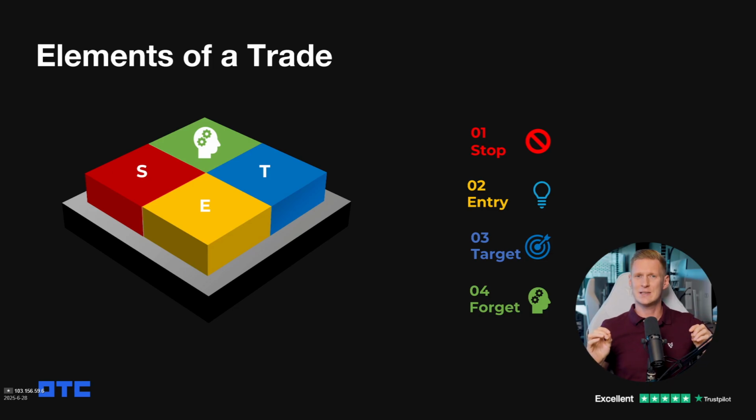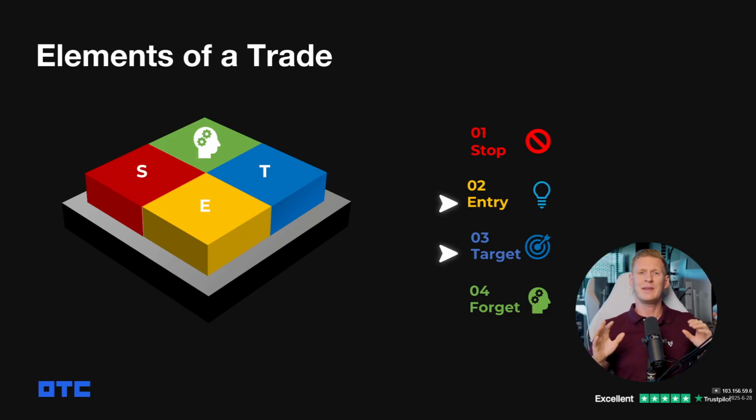Let's get started. Before we dive deeper into trading strategies, let's focus on the core components of every trade. Many of you may have experience buying stocks, ETFs, gold, or even Bitcoin. But successful trading requires more than just buying and selling. It demands a structured plan. Every trade consists of three essential elements: stop, entry, and target.